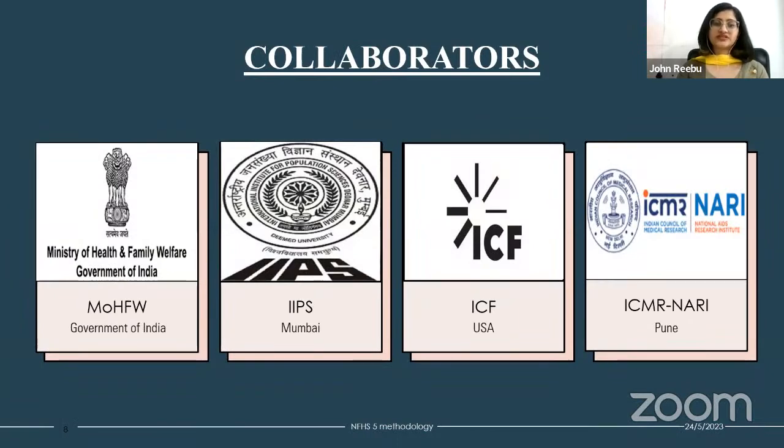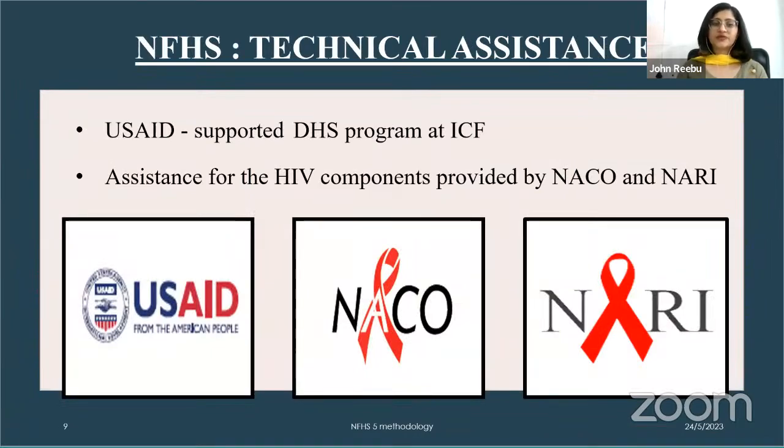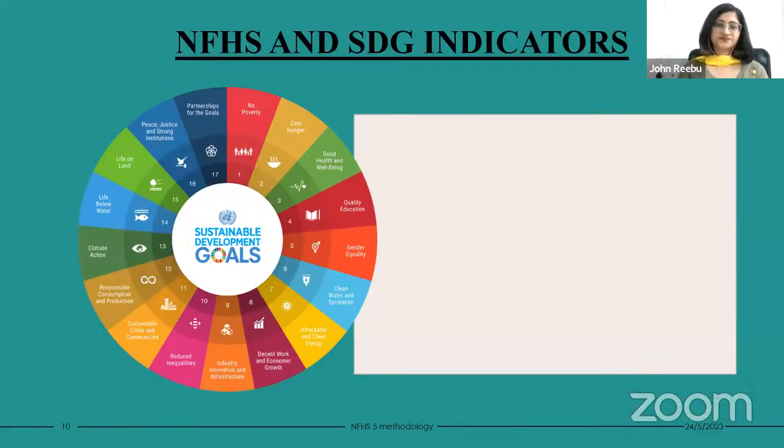So coming to the collaborators, NFHS-5 is mainly done by the Ministry of Health and Family Welfare, that is the Government of India. And the nodal agency for NFHS-5 was International Institute for Population Science. The other collaborators were ICF and ICMR. The technical assistance was provided by USAID, who has provided support with demographic health surveillance. And NFHS-5 has a HIV component. And the assistance for the HIV component was provided by National AIDS Control Organization and National AIDS Research Institute, Pune.